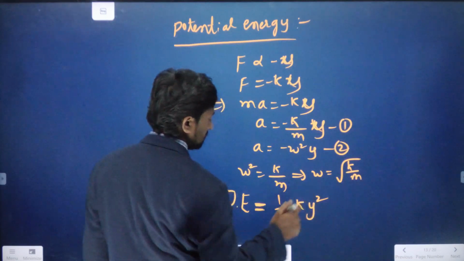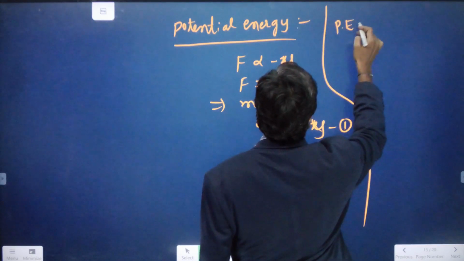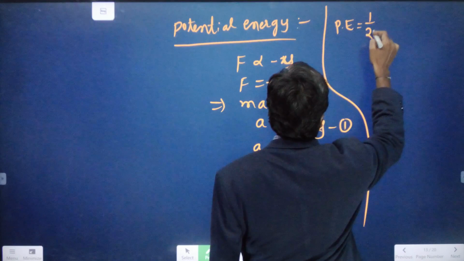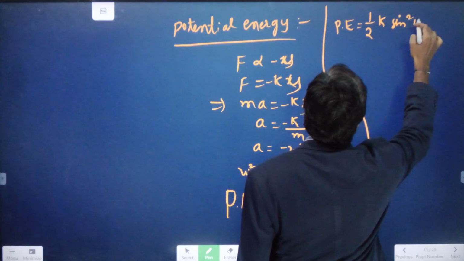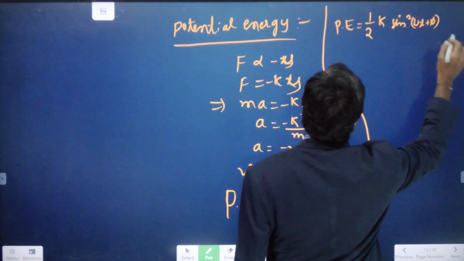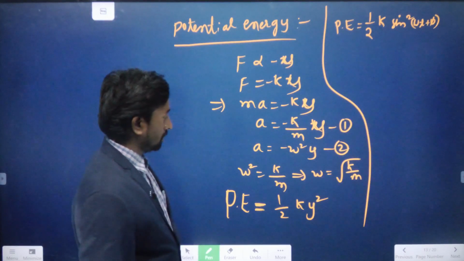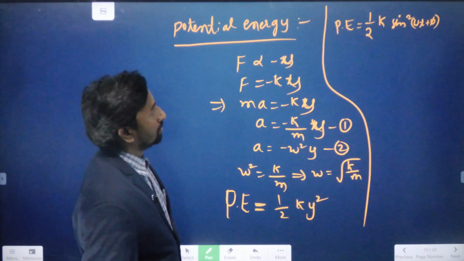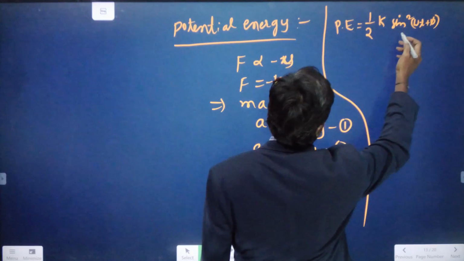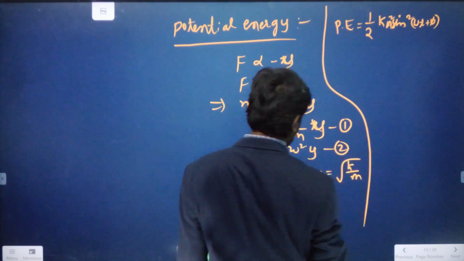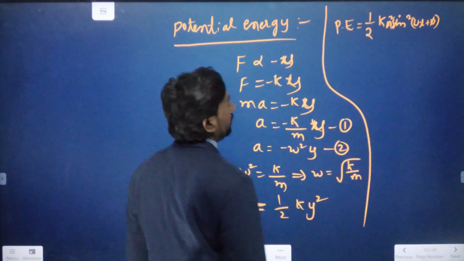Now the displacement: y is nothing but the displacement equation. The potential energy of the particle having simple harmonic motion, you can write as half into k into sine square of omega t plus pi. So y is equal to a sine of omega t plus pi, then we get a square sine square of omega t.